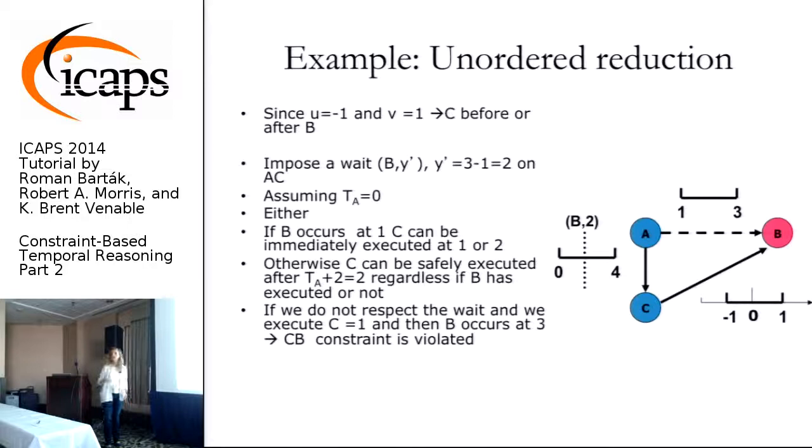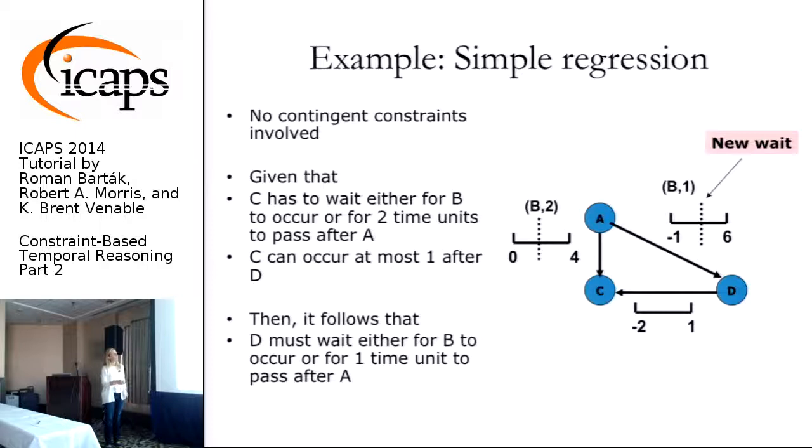Now, let's assume A is 0. If I fire C at 1, and whoever is controlling B plays against me and fires it at 3, then that will not satisfy this constraint, right? However, if I wait until 2, and B has still not been executed, and I fire C at 2, no matter when B executes, at 2 or 3, then I'll be fine, okay? So this was the fundamental concept. And the way we can say, okay, well, if C has to wait for B for 2 units of time after A, and C is connected by some constraint to D, then also D will have to wait for B, and so on.